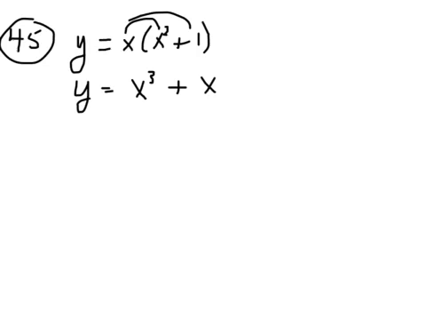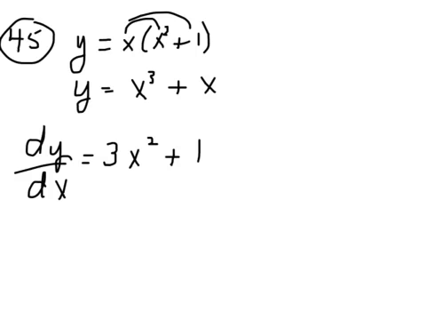Now, here's my function. That's just the function rewritten. And now I'm going to take the derivative of it. I would drop the 3 out front. That's 3x squared. And then the derivative of x is just 1. And you're done.